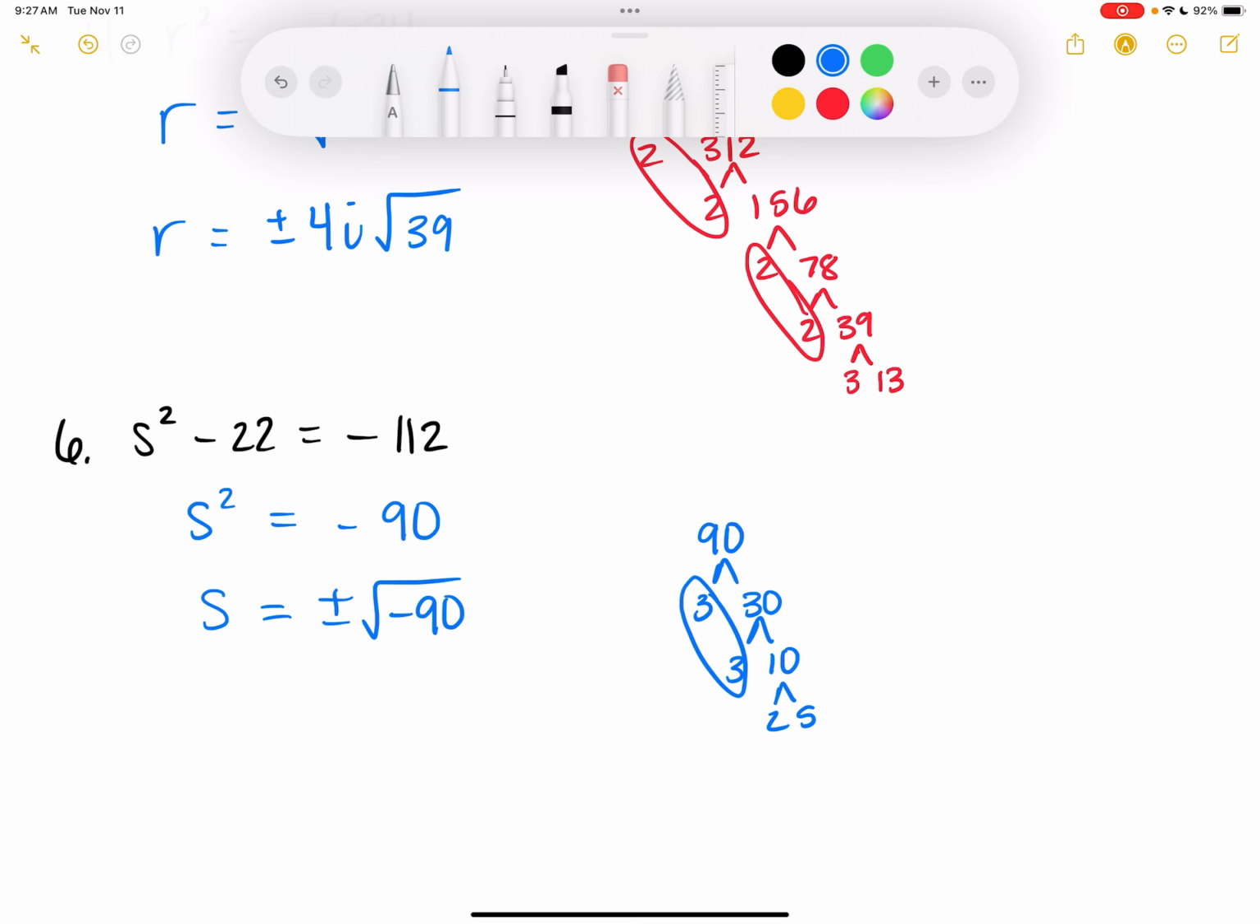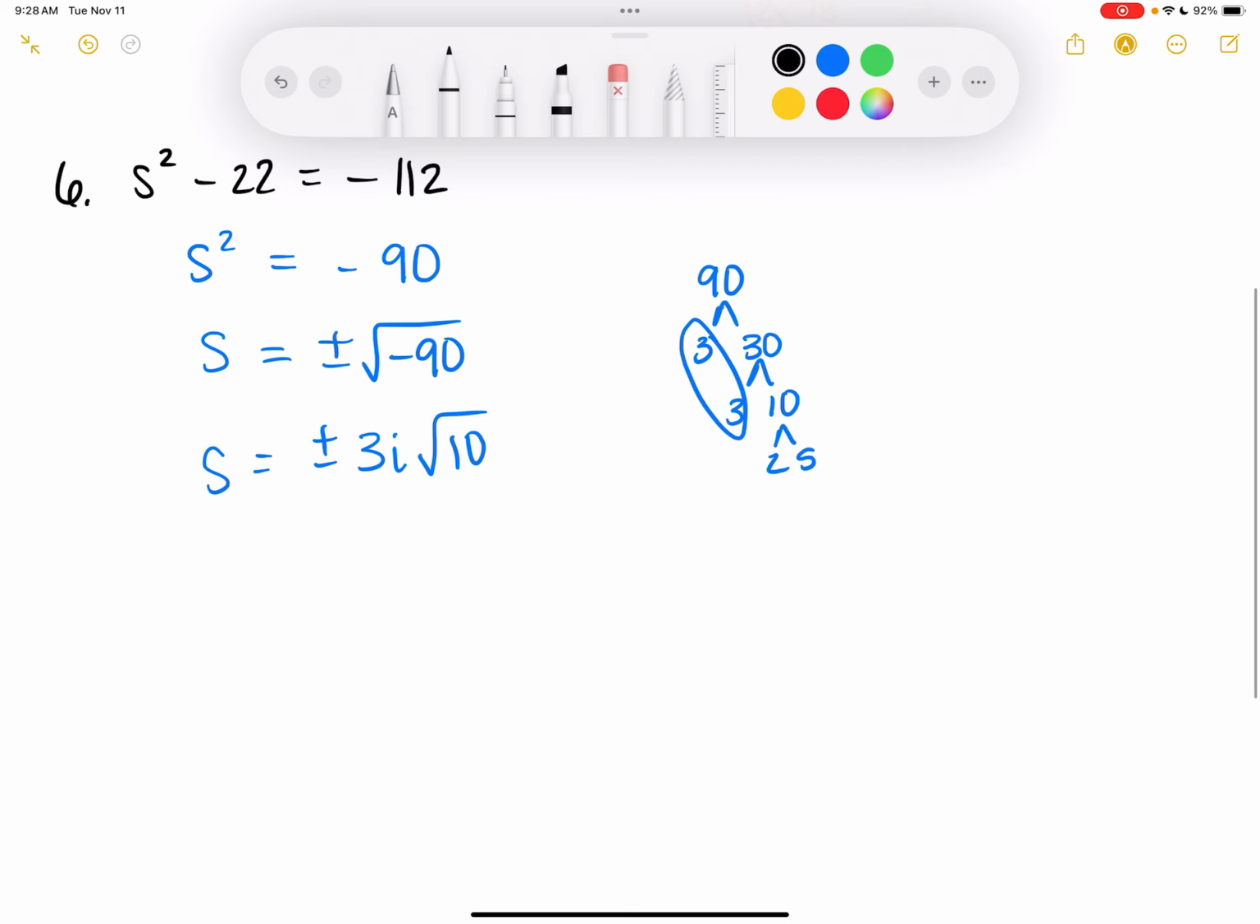So s is equal to plus or minus 3. Got to take out that negative, so i, and then the square root of 10. Well, these are easy.